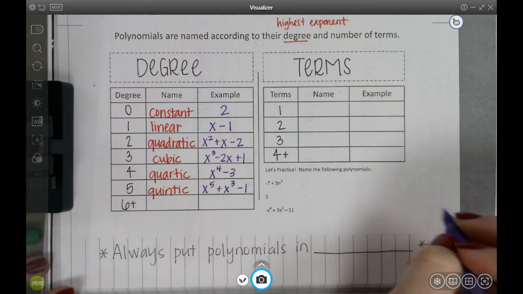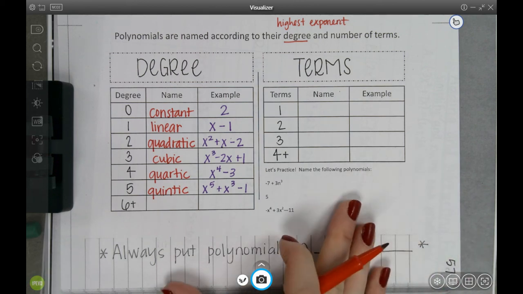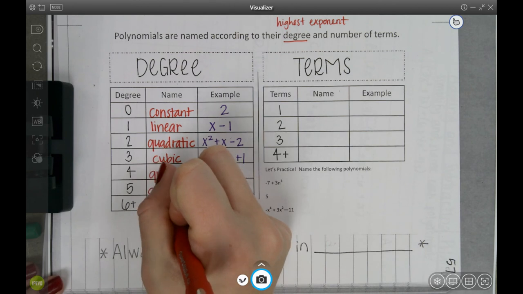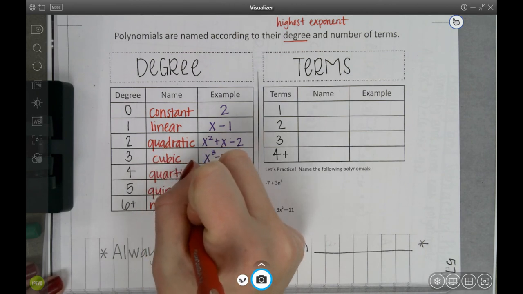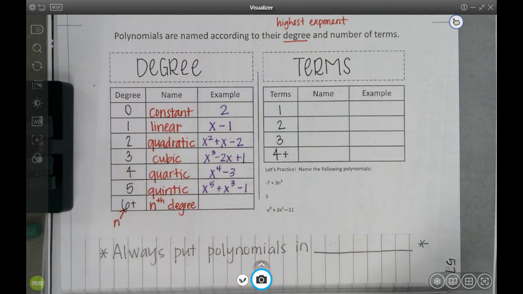Okay, and these are just random made-up functions. They don't have any real significance. All right, and then anything with a 6th degree or more is just called an nth degree. So whatever your n is, whatever degree, is called that degree. So a 6th degree or a 7th degree, 8th degree, 9th degree, and so on.